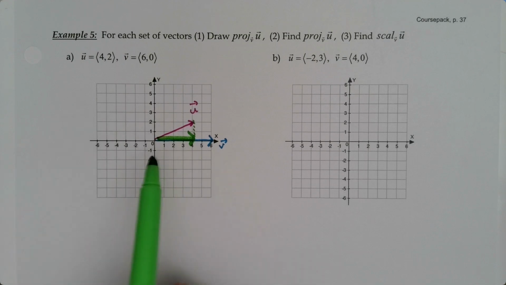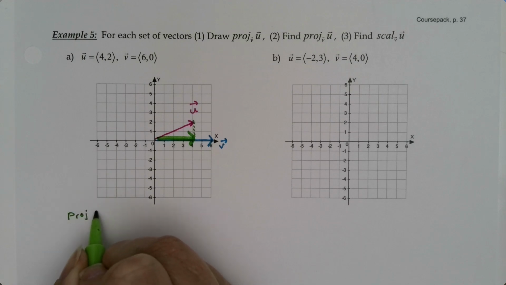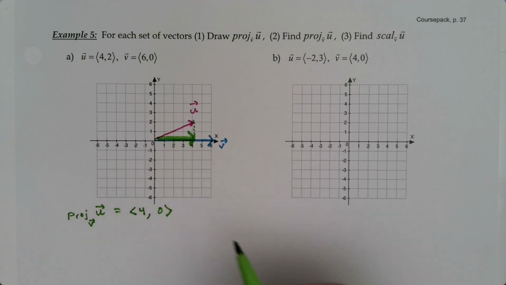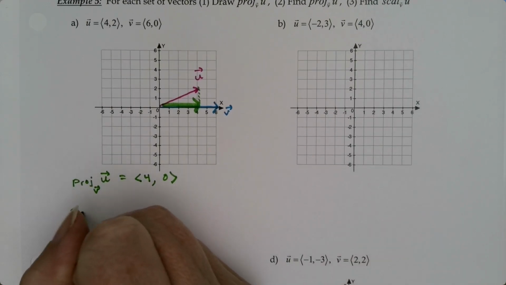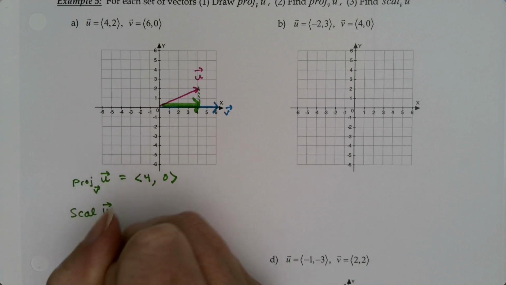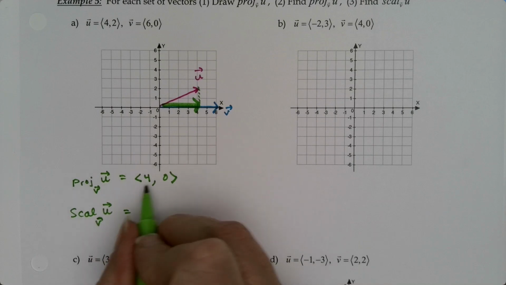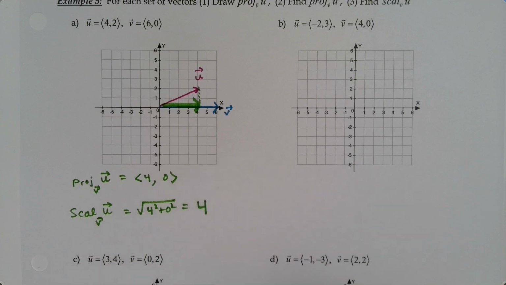It would drop down and create the projection of u onto v. So I drew it. Now what is that projection? Well, that projection is a vector in its own right. So the projection of u onto v would be the vector that is 4, 0. And we know the magnitude of that, which would be the scalar. The scalar of u onto v would be 4. Right? It's the magnitude of this. So square root of 4 squared plus 0 squared, which is 4.